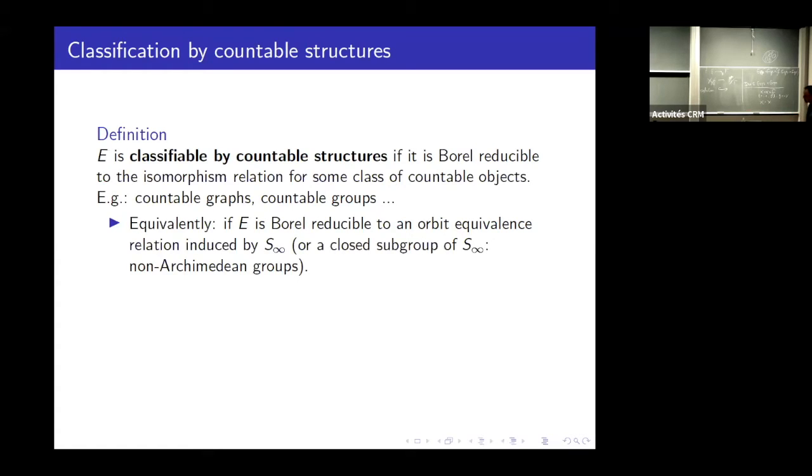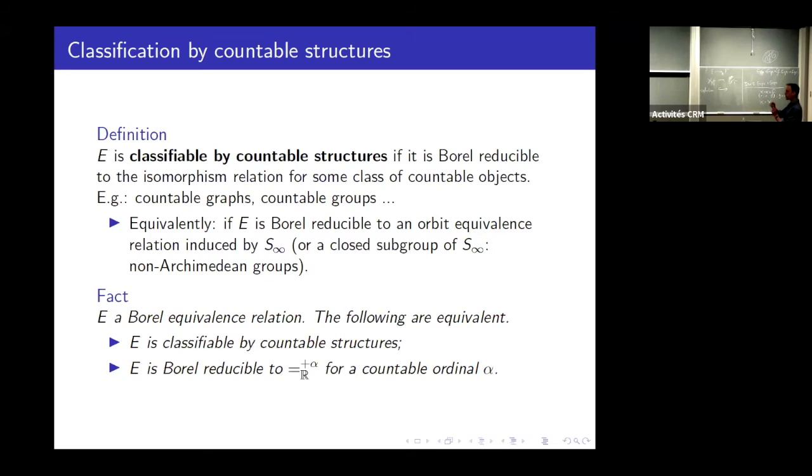Let me mention another important point of view: it's a theorem that the following are equivalent. You're reducible to isomorphism of countable graphs or groups or some other countable structures, if and only if you're reducible to some orbit equivalence relation induced by this particular group, S infinity, the group of all permutations of the natural numbers. And equivalently, reducible to some orbit equivalence relation induced by some subgroup of this group, which can also be characterized as precisely the non-Archimedean Polish groups. So it's a very natural class from many different perspectives.